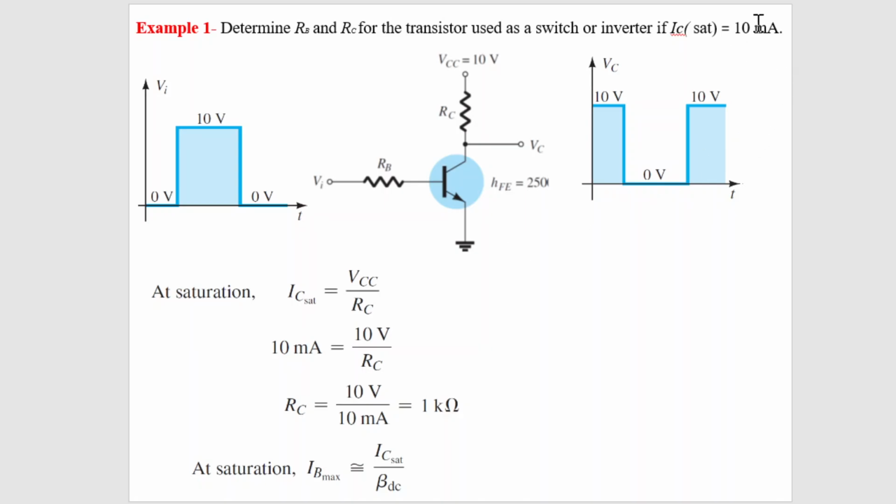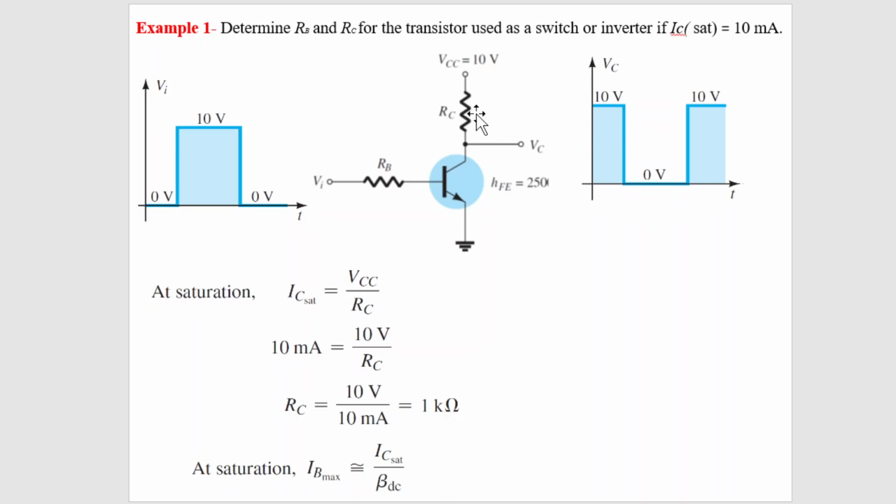IC saturation is given, that is 10 milliampere, VCC is 10 volt, and RC is what we have to determine. The corresponding value of collector resistance is equal to 10 volt divided by 10 milliampere, that is 1 kilo ohm. So this value of collector resistance, that is 1 kilo ohm, we have determined.